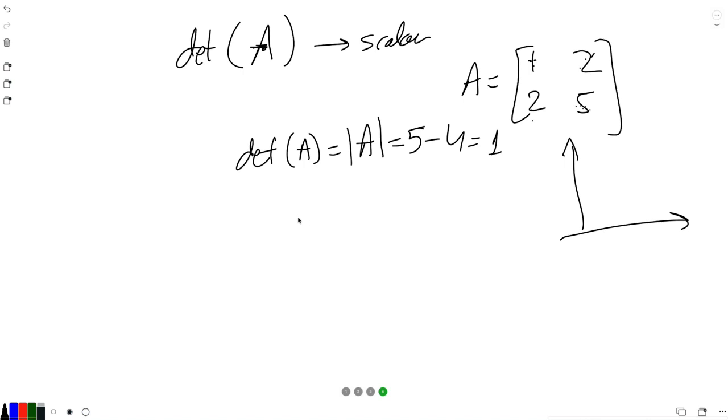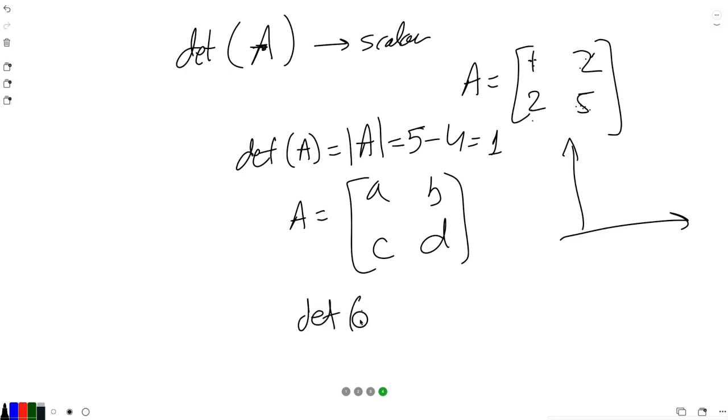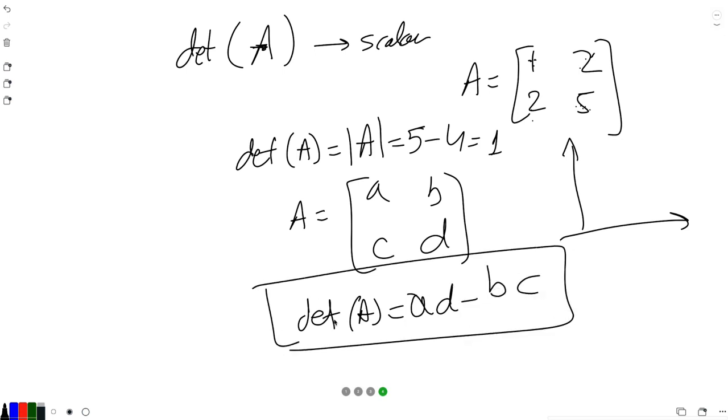In general, for a matrix A equal to a, b, c, d, the determinant of matrix A is equal to a times d minus b times c. This is the determinant of a matrix in two dimensions. In a three-dimensional matrix, it can be a little bit trickier to find.